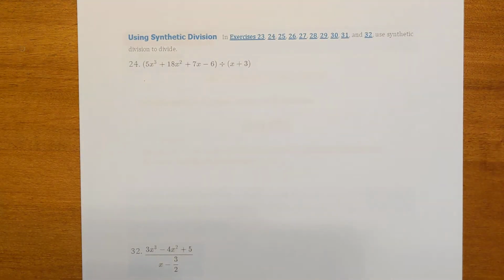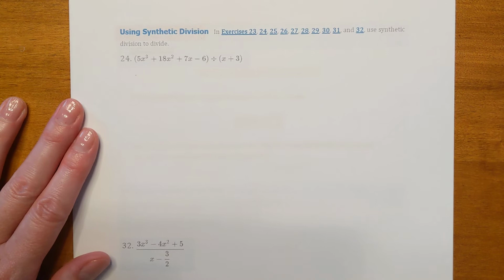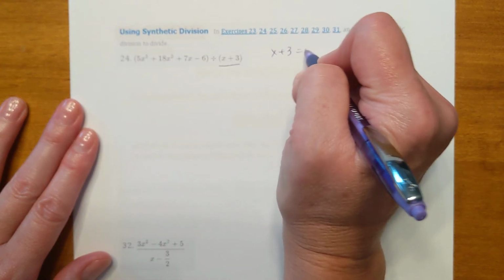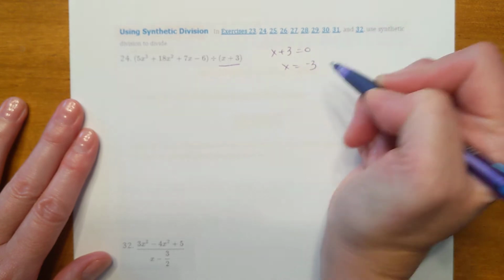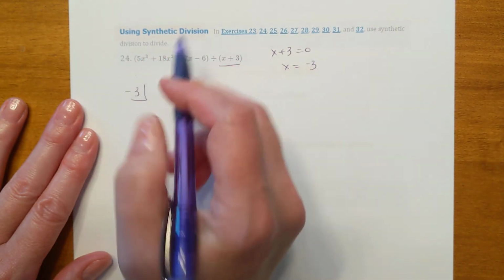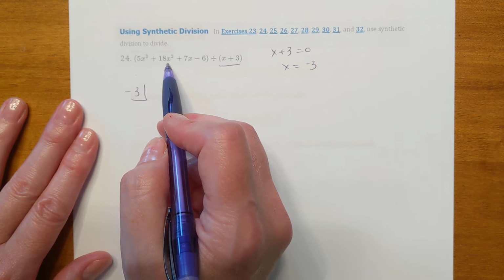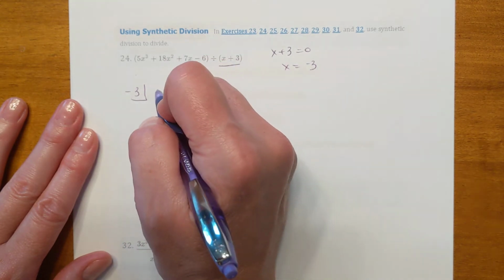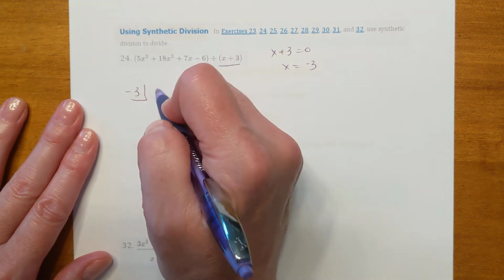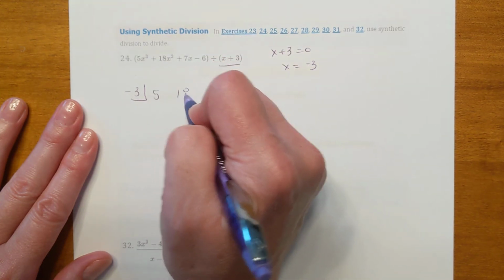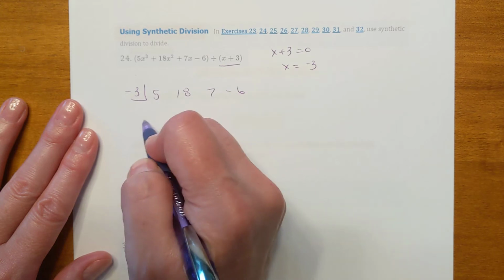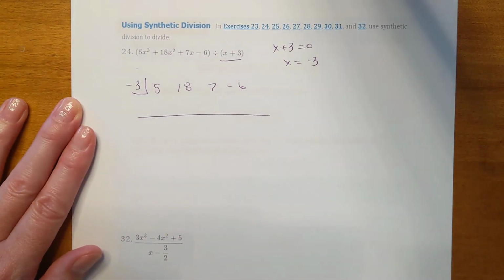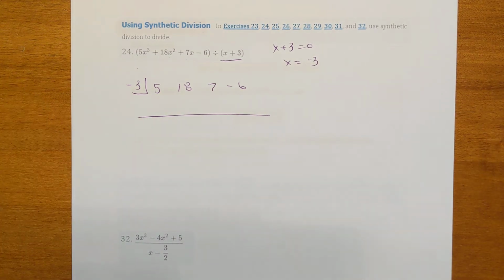All right, so the first one here, recall when you do synthetic division, you're dividing by the 0. So set it equal to 0 and solve it, and you get negative 3. So negative 3 into 5x to the third plus 18x squared plus 7x minus 6. Everything was there. 3, 2, 1, it's all there. So 5, 18, 7, negative 6. All right, so that's what you do to line things up when you're doing synthetic division.